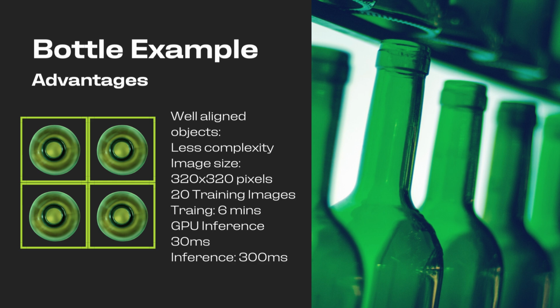With well-aligned objects, there's even less complexity if we get the bottle in the right place. We don't actually need very high resolution images either. In this case, there's very little going on, so we can use pretty low resolution images. 320 by 320 pixels in this case is what was used. Only 20 training images were used. It took 6 minutes for us to do the training on an Intel i7. And if we look at the inference of that on a GPU, it would have only taken 30 milliseconds.